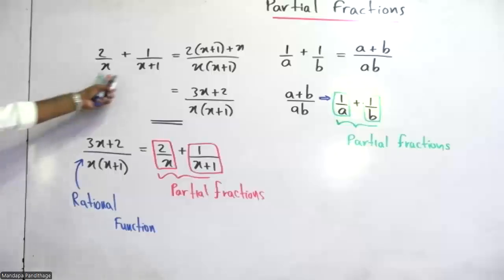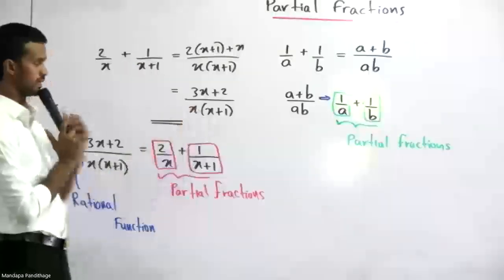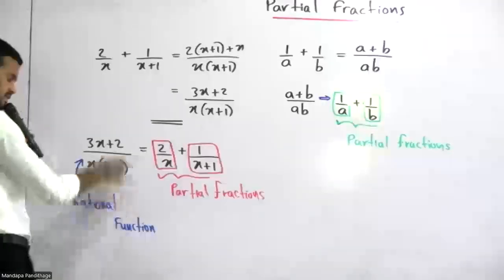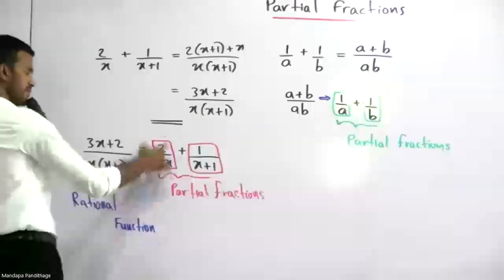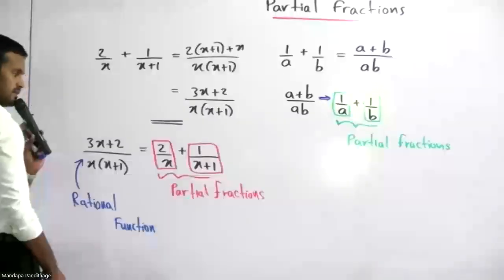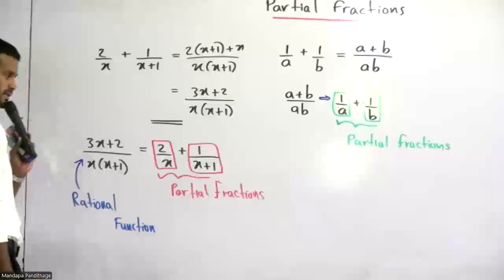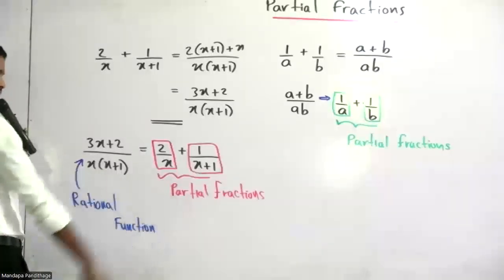Okay, so first write this one, and show that when you add these two, you are getting this one. So this one is equal to 2 over x plus 1 over x. This is a rational function, and these are the two partial fractions. It's not only limited to 2, there can be 3, 4, any number. So these are the partial fractions.